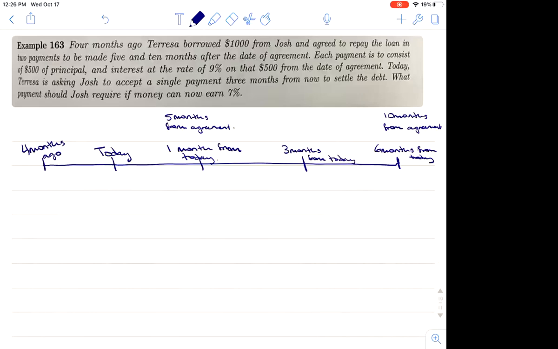So that's tricky, but we're feeling good. Feel like we've got a handle on this. Right? If we reread it, we could say, okay, 4 months ago, she borrowed $1,000. Then she was going to repay it 5 and 10 months from now. But then today she decides, hey, I'm just going to make you one payment 3 months from now. So we just needed to bring these dates down to a similar scale, and it's just easier to think of everything in relation to today.